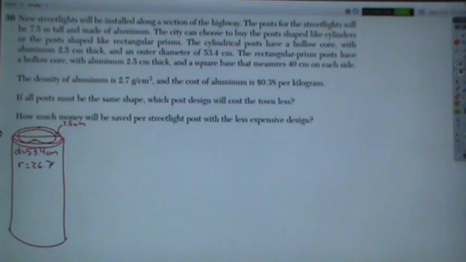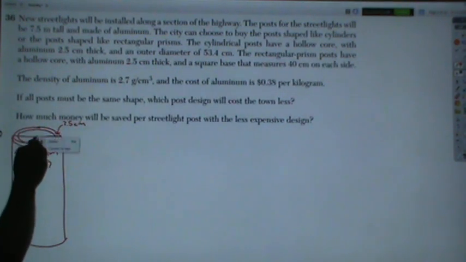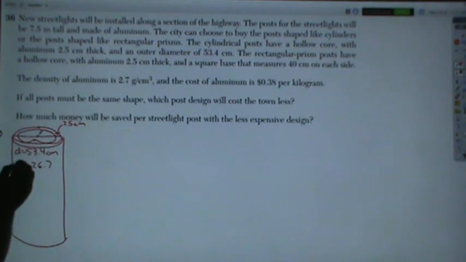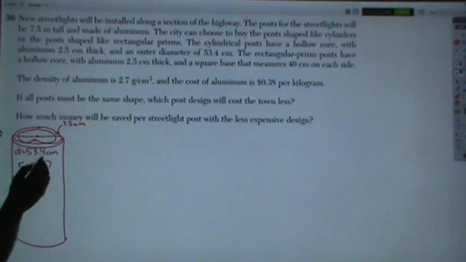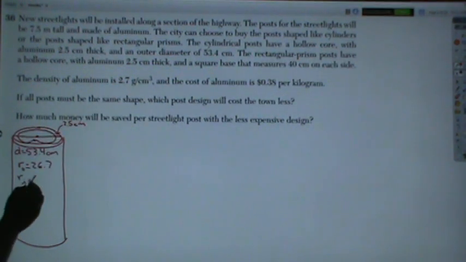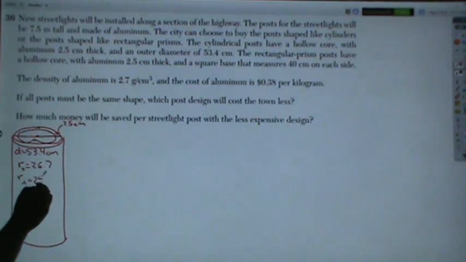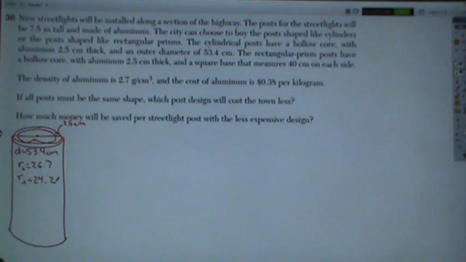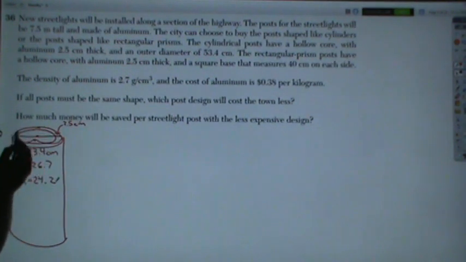Now that's the radius of the outer shell, right? From the center to the outer shell is going to be 26.7, but I also have an inner radius. I have two different radiuses. So I have the outer radius, and then I have an inner radius that goes to the inside of the shell, which is going to be 26.7 minus that 2.5 of shell. So that will be 24.2. To get the volume of the post, I have to calculate the outer volume and the inner volume and then subtract them.